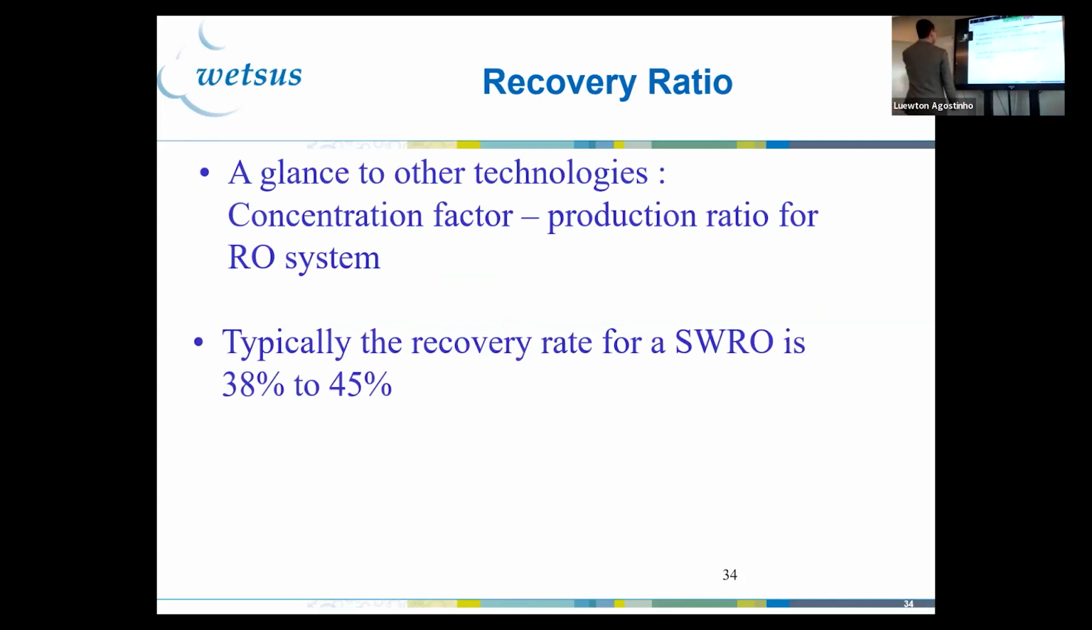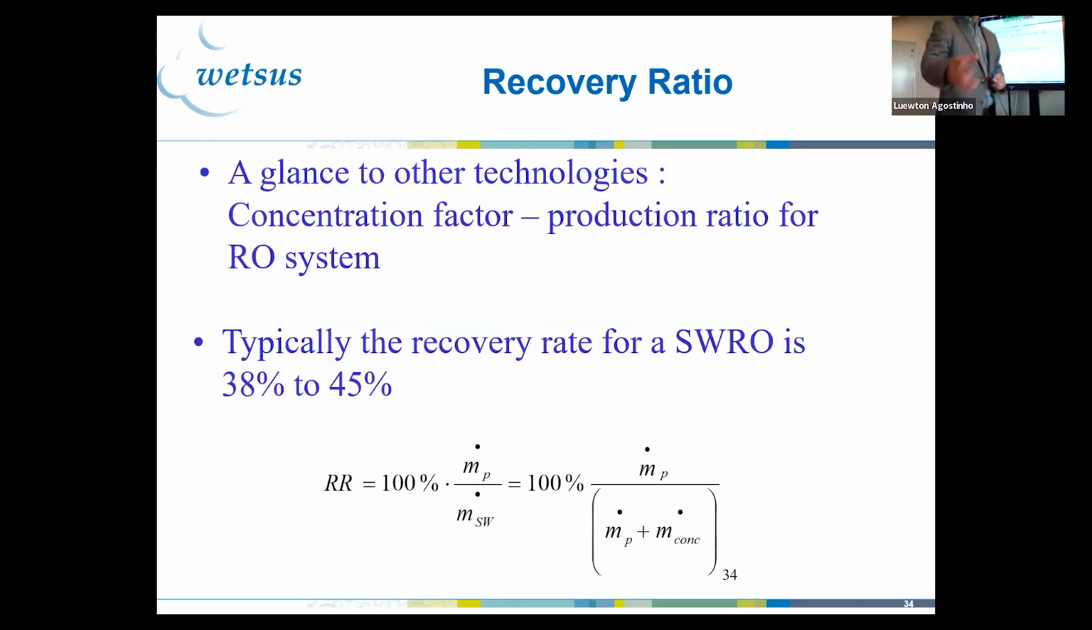Concentration factor and production rate for RO systems are normally different from thermal systems. Typically, the recovery rate from seawater with reverse osmosis is between 38 and 45 percent. So this is a typical working range for a seawater desalination plant. And I told you about the CF. The CF is the relation between the concentration you have in your brine divided by the concentration you have in your feed. So this is your concentration factor.